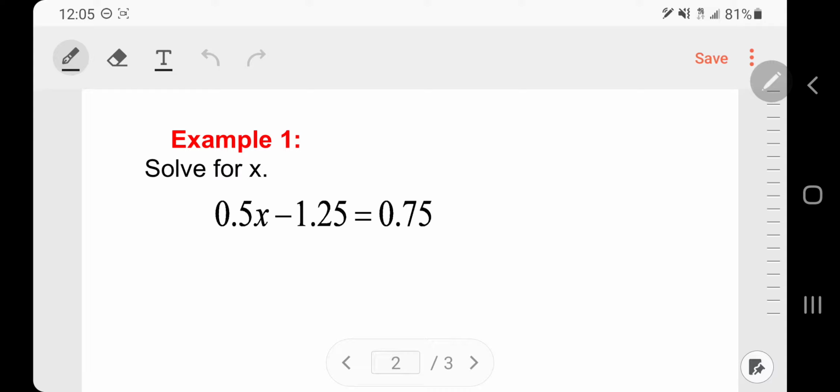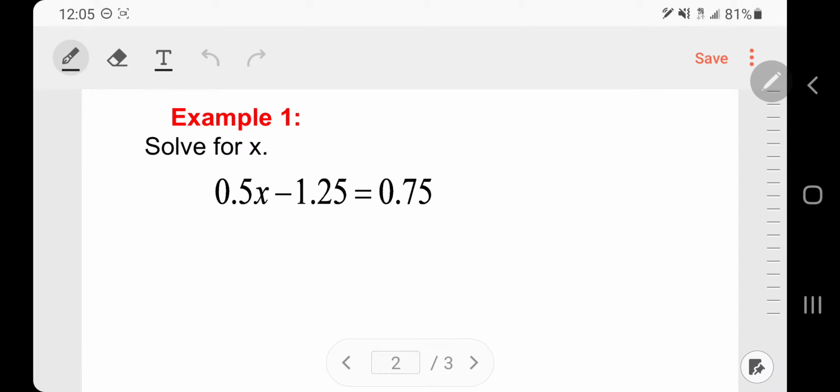All right, so our first example here, we have 0.5x minus 1.25 equals 0.75. Now, we could just solve this with decimals, but if we don't have a calculator for whatever reason, or we just need a different way to do it, we can solve this by moving our decimal places and making all of our coefficients and terms into integers.